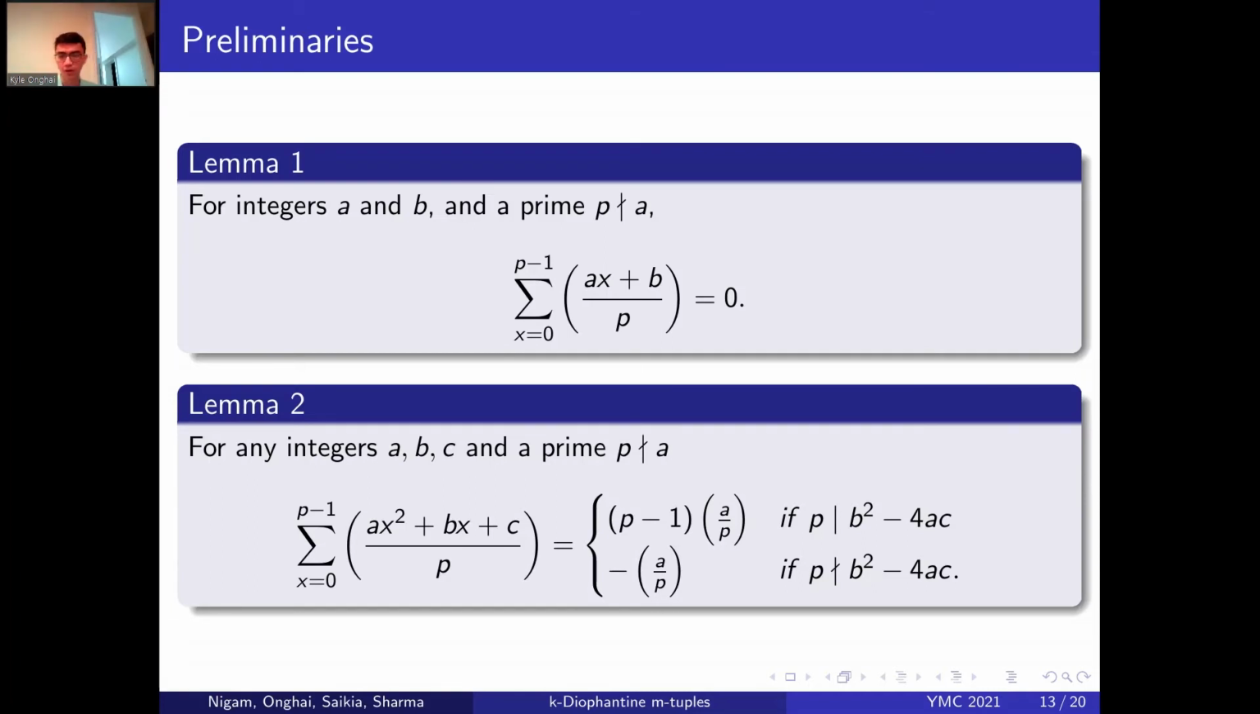And we also need the case when, instead of a linear integral polynomial, we have a quadratic integral polynomial. We get two cases: if p divides the discriminant b squared minus 4ac, we have p minus 1 times a over p. And otherwise we have minus a over p.